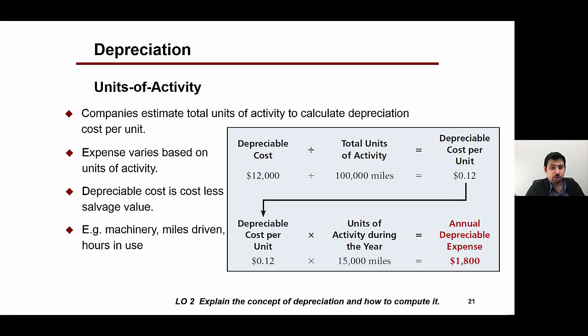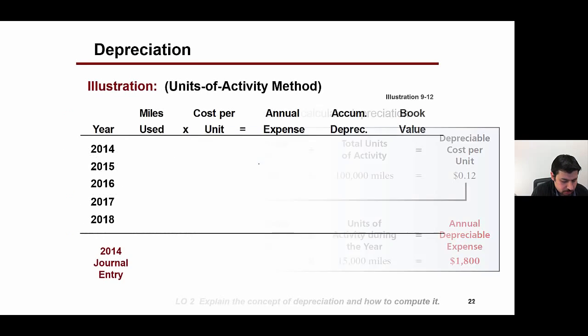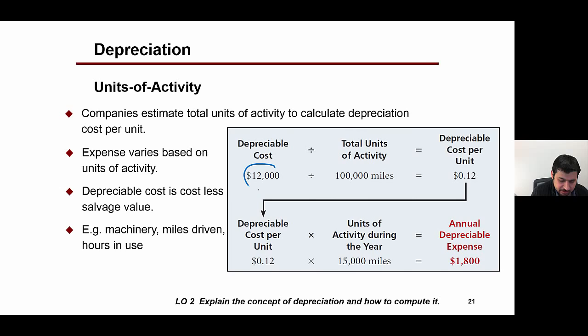In this case, you expect the truck to be used for 100,000 miles. Once again, we use the depreciable cost. We divide the depreciable cost by the total number of units, and that would give us the depreciable cost per unit. Later on, we multiply this number by the amount that was driven in a certain year, or by the units in a certain year, and that would give us depreciation expense.